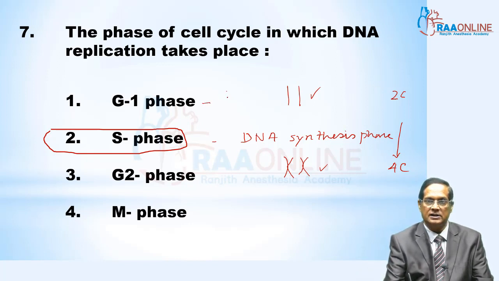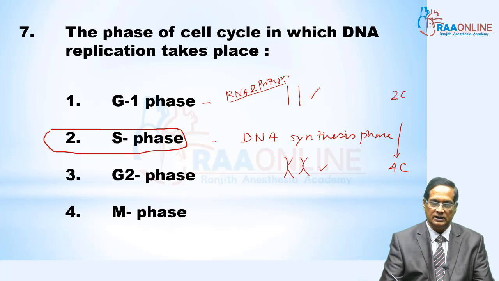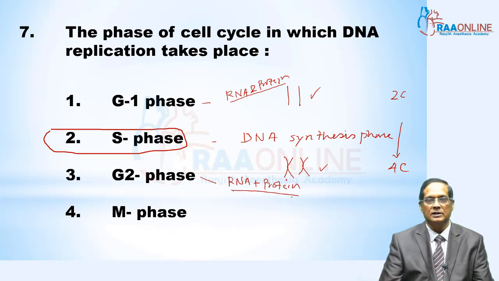In G1 phase, RNA and proteins are synthesized, and most of the cell organelles are doubled. In G2 phase, RNA and proteins are also synthesized, plus a few cell organelles are doubled in this particular phase. So cell organelles mostly duplicate in G1 and a few in G2.